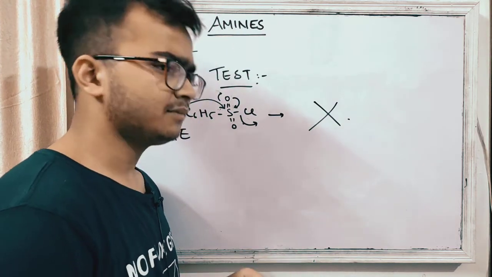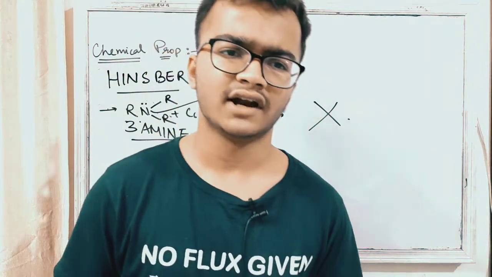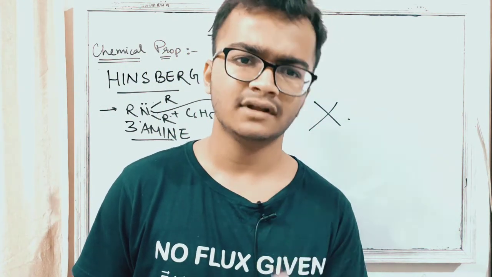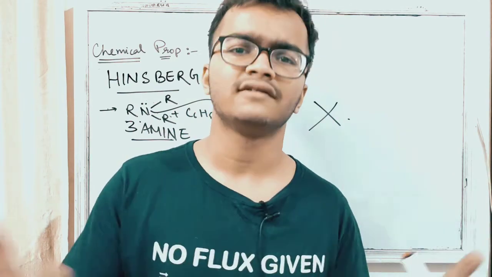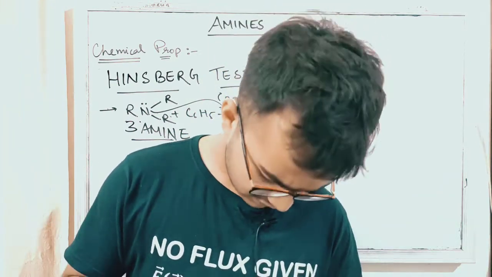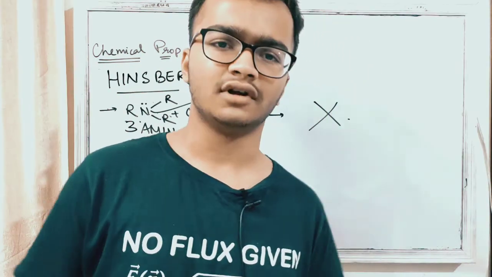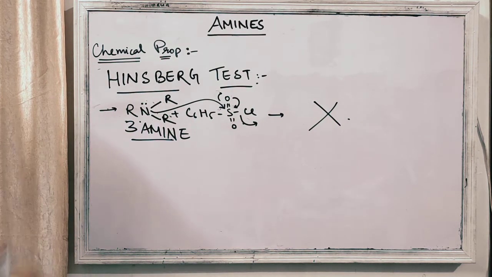Okay, so let's sum up. If the aryl sulfonyl chloride or the Hinsberg reagent reacts with the amine and also with the NaOH, it is the primary amine. If it does not react with NaOH, it is the 2 degree amine. If it does not even react with the aryl sulfonyl chloride, it is the 3 degree amine. Okay, so let's move on to another section. This was all about the Hinsberg test for the number of amine.